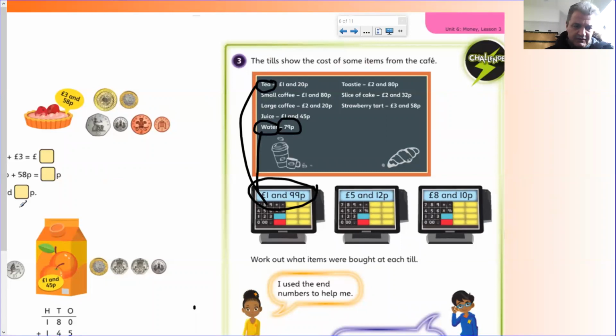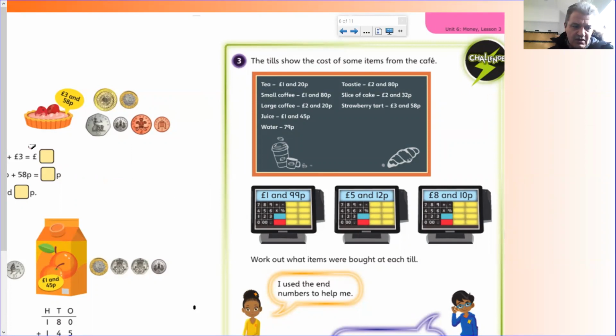£5.12. Oh, this is a bit more of a challenge. This one is £5.12. Let's have a look. So I'm looking at my units. I want a 2. I've got a 2 here. Oh, now Mr. Jones is super smart. I need £5.12.